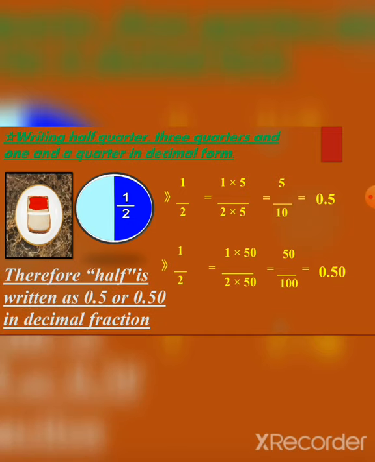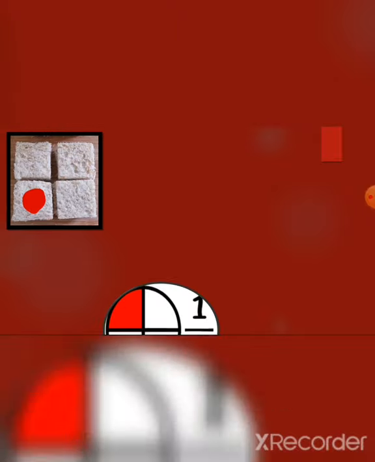Therefore, half is written as 0.5 or 0.50 in decimal form. Understood, students, how we have converted half into decimal form? Now let's see how we will convert a quarter into decimal form.